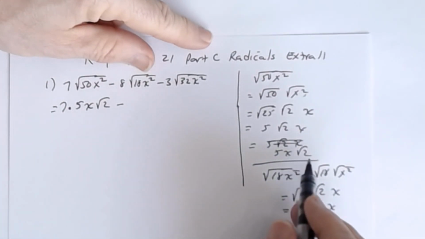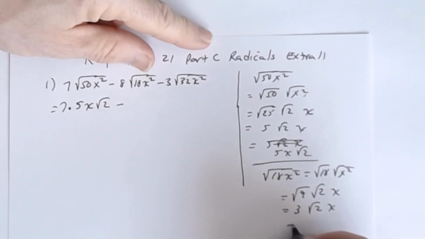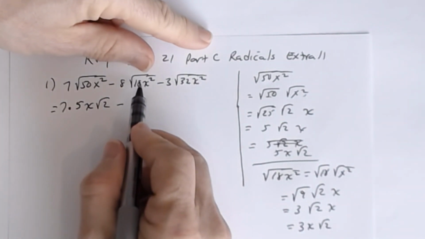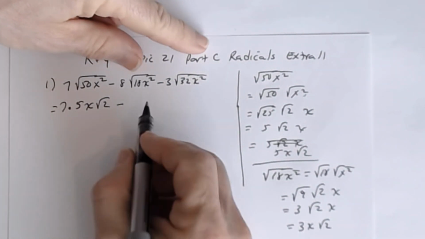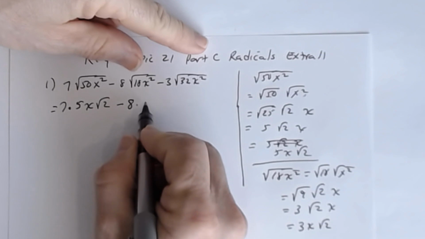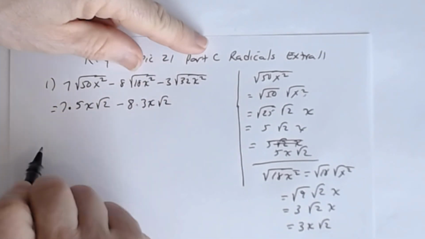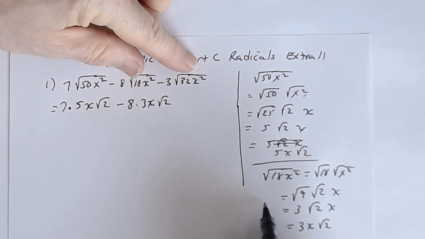I'm going to rewrite this just like I did the previous one, so it'll be 3x square root of 2. Now don't forget, that's just this part here. You remember you multiply it by 8. So you get 8 times 3x square root of 2. And then we do the next one.